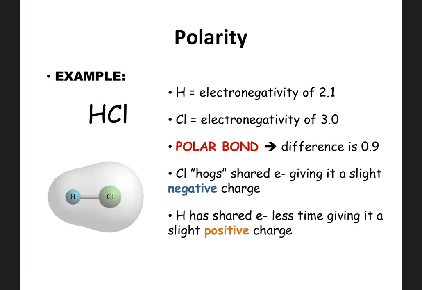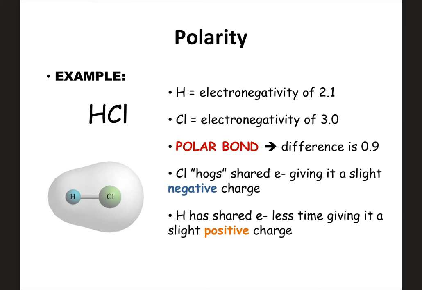So let's look at an example, starting with HCl. If you look up the electronegativity values, H has an electronegativity of 2.1, and chlorine has an electronegativity of 3.0. When you subtract, the difference is 0.9, and on that chart, that makes this a polar bond. It makes sense. Hydrogen's not very electronegative. Chlorine is very close to fluorine, so it is very electronegative. It's going to win the tug of war and pull the electrons toward itself.